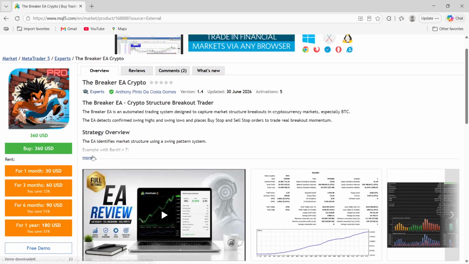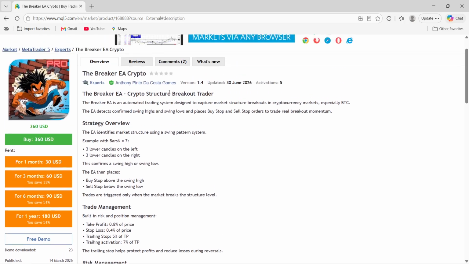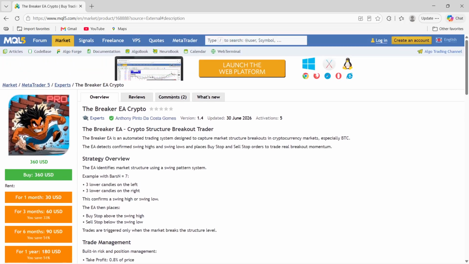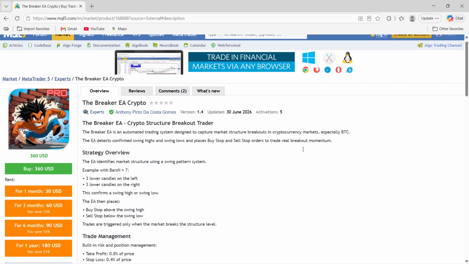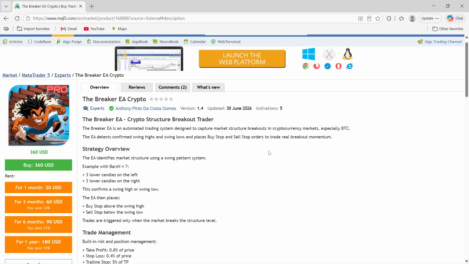Alright, so getting into it on the MQL5 page, as you can see from this listing, the Breaker EA is built around classic breakout logic. It identifies key price levels, often support and resistance, or consolidation boundaries, and enters trades when price decisively breaks through them with momentum. So this is a popular approach in crypto because these markets can produce strong directional moves once a level is taken.